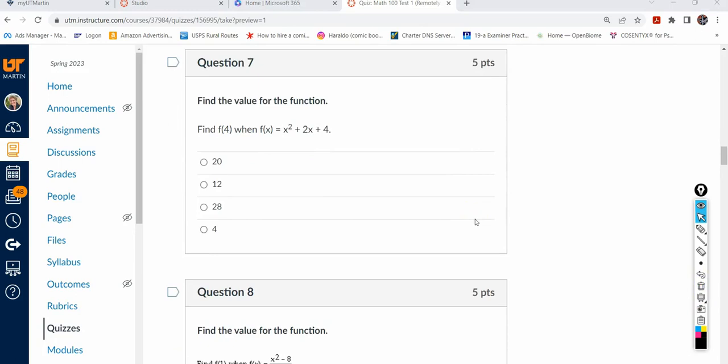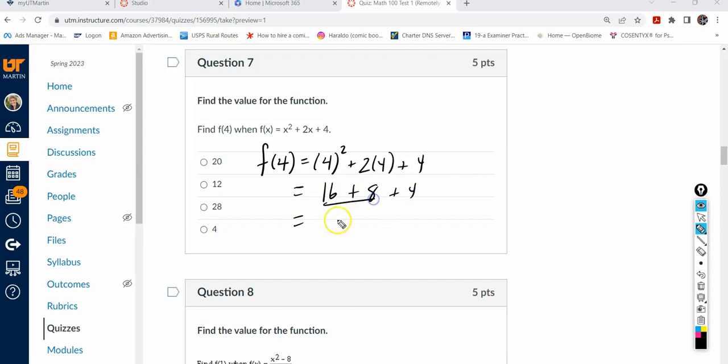All right, so if I'm going to find the value of f of 4, then everywhere there's an x in the equation, I replace it with 4 in parentheses. So it's going to be 16 plus 8 plus 4, which is going to be 24 plus 4, which is going to be 28. And so that's the one we want there.